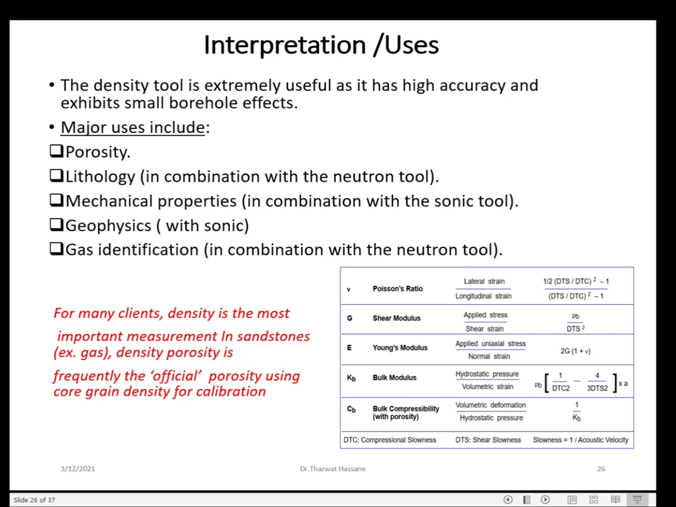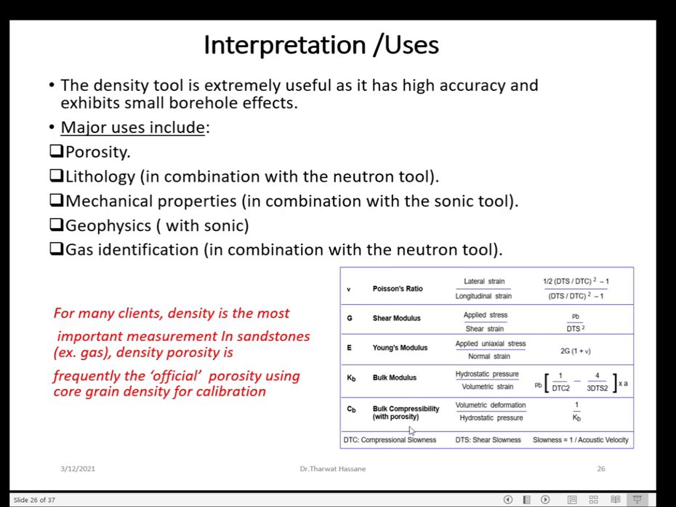So let's go to the very important part, which is interpretation and the combinability between density and neutron on a compatible scale and how it helps us to identify the lithology and the fluid typing. So for interpretation, the density tool is extremely useful for all this. How can we actually use the density tool? We can use it for porosity. We'll show in the coming slide how to use the porosity. Lithology by combination with neutron tools.